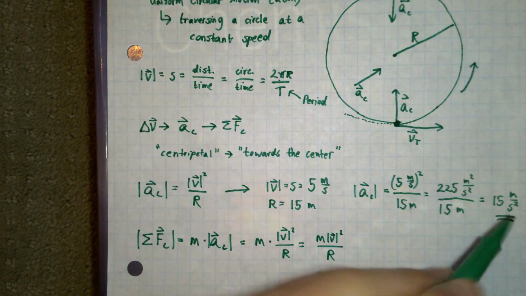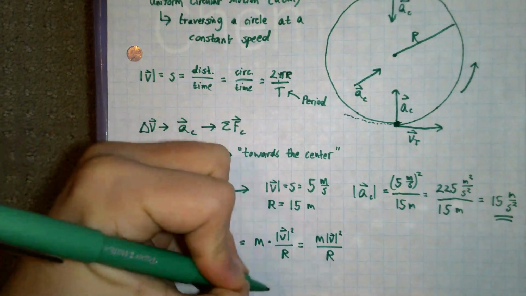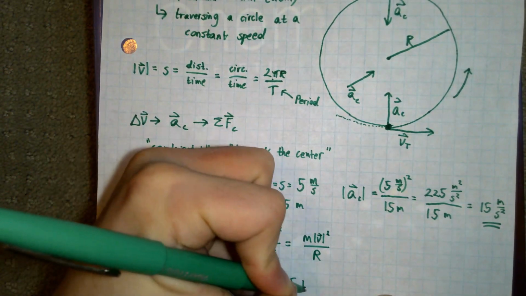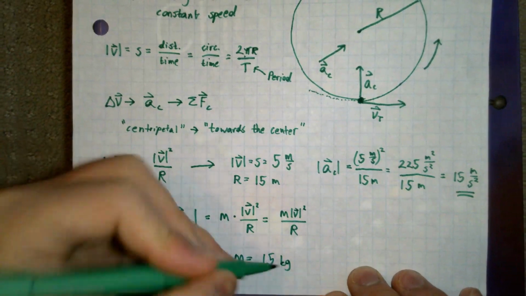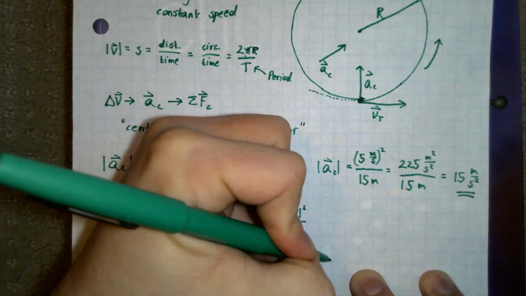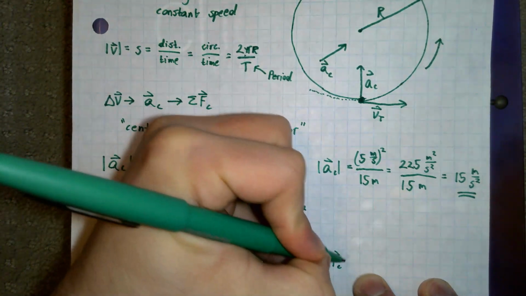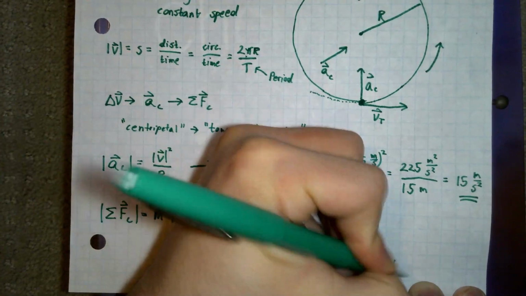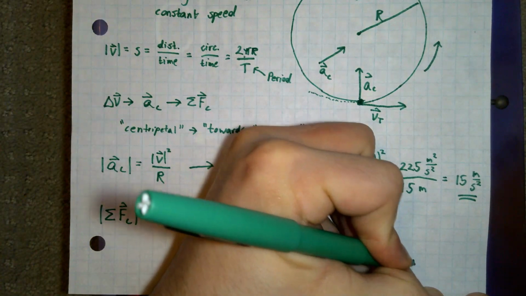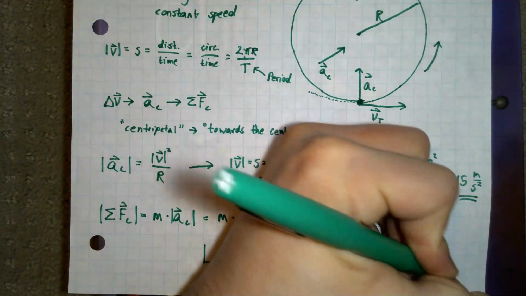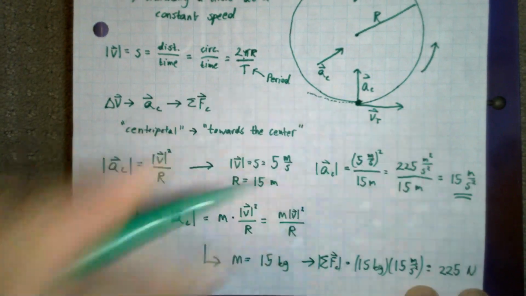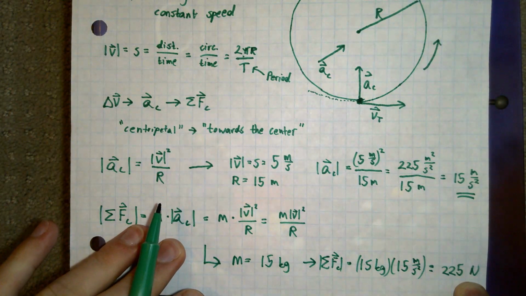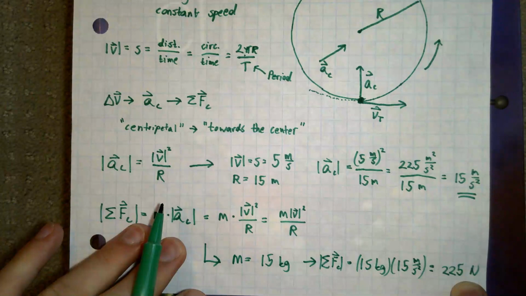So now if we know the mass of this object, say the mass was 15 kilograms, and a centripetal acceleration of 15 meters per second squared, then 15 kilograms times 15 meters per second squared, I find that the force is 225 newtons. 225 newtons of force must be applied to that object constantly, and that force is always pointed towards the center of the circle.